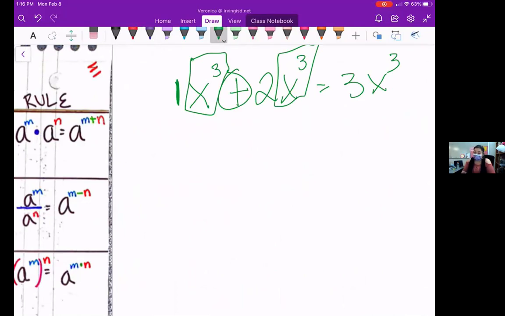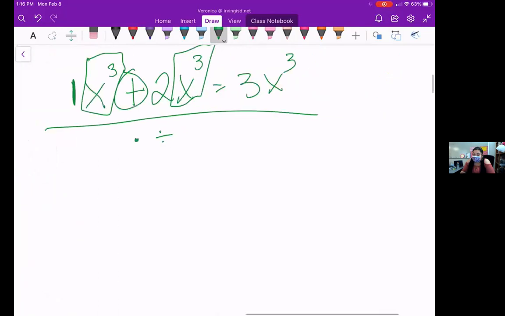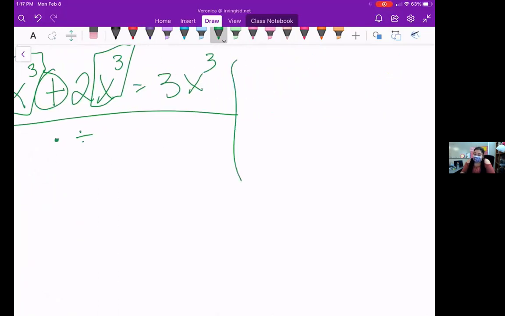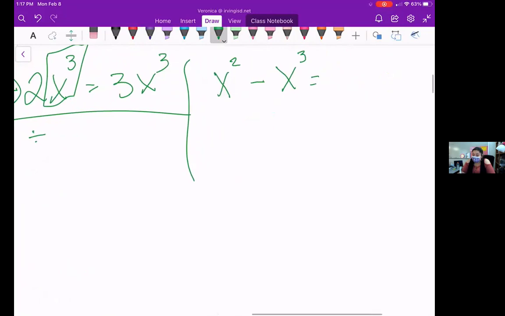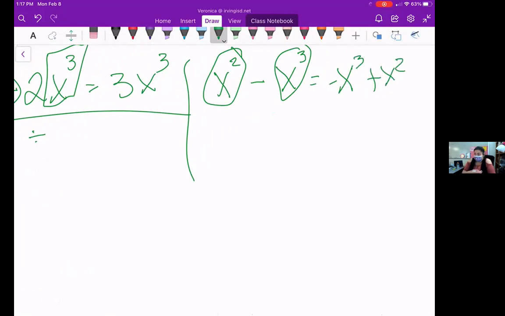So what we're doing today, these are the laws when you're multiplying or dividing, okay? So for example, another example, if I give you x squared minus x cubed, can you combine those terms? No, because they're not the same base and power, right? So then you would just have negative x cubed plus x squared. That is your final answer, okay?